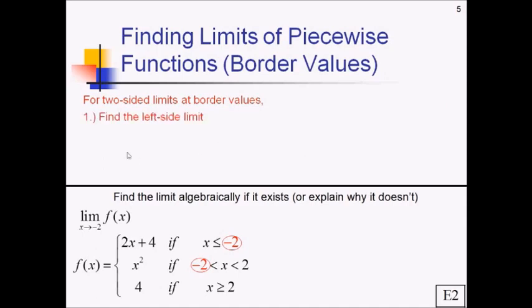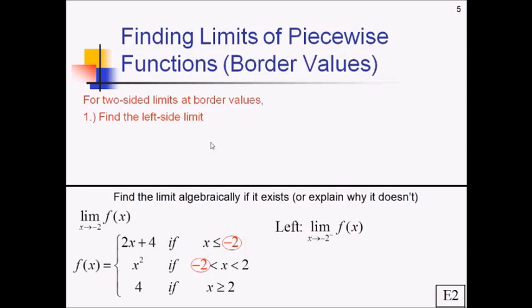So for our first step, we're going to find the left-sided limit. So I'm going to start by writing left and then limit as x approaches negative 2 from the left of f of x. You don't have to write the word left, but I'm just putting it there to be extra clear. So how do we find a left-sided limit now at a border value? Well, these border values, I like to think of them as splitting up these rules into a before and after rule. You have the rule that happens before you get to negative 2, and you have this rule that's happening after you get to negative 2.